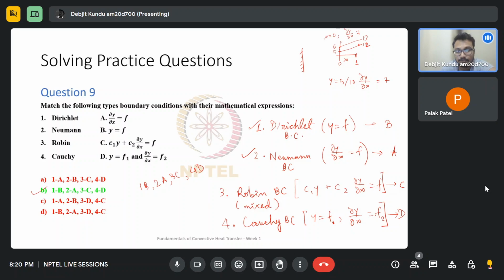We discovered some new types of boundary conditions over here. So, any questions? No, sir. Okay, cool. So now we are nearing the end of today's session.